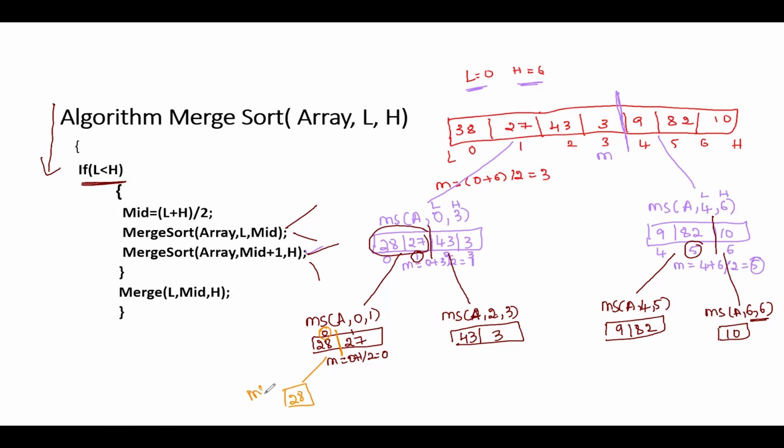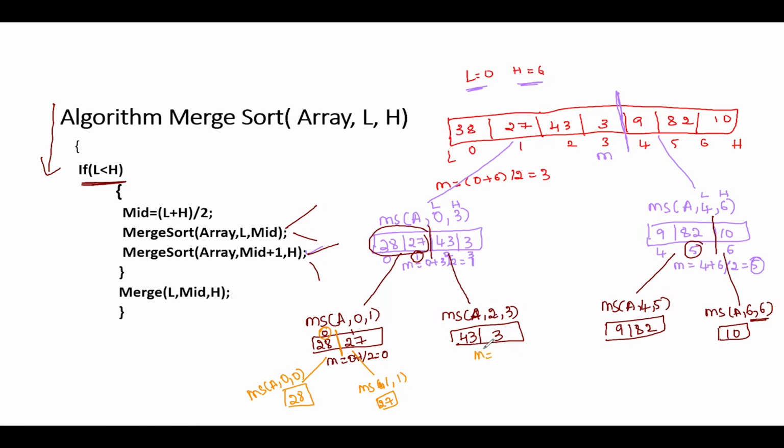Hence I'm going to divide the array into 28. So this call is going to be merge sort of array comma 0 comma 0. As you can see, lower is equal to higher. Similarly, this is going to be merge sort of mid plus 1, which is 1, comma high value is 1. Of course, array is there. Once again, here also lower is equal to higher. We will stop the iteration.